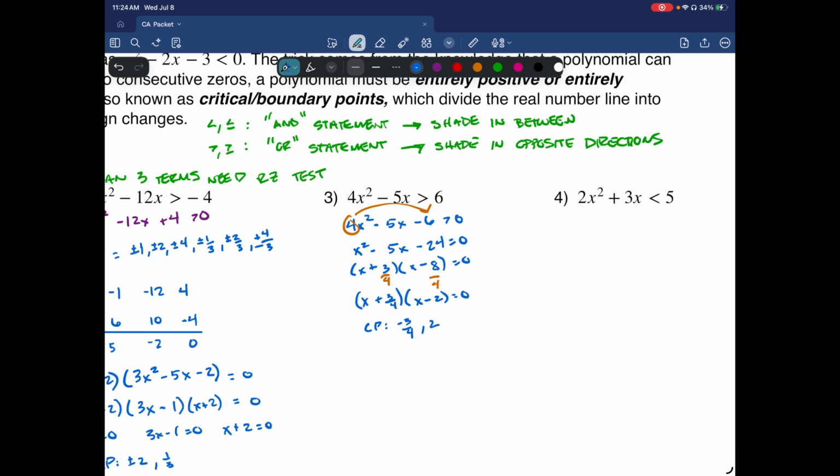Okay, and it's greater than. So I do a number line. I got -3/4 and I got 2. And because it's greater than, it's an OR statement, which means I'm going to shade in opposite directions. Okay, so that's going to be -infinity to -3/4, parentheses, 2 to infinity.